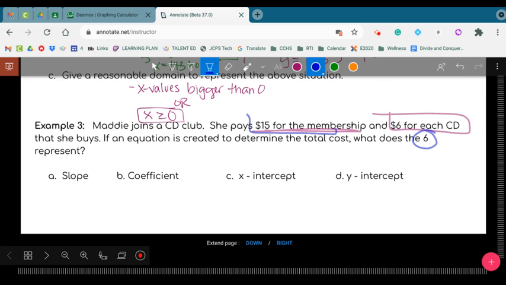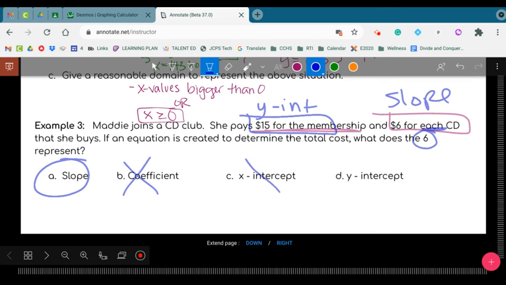So 15 is a one-time membership fee. So this is our y-intercept. And then $6 is for each CD. So no matter what, it'll keep going up depending on how many CDs. So this is our slope. So what does 6 represent? It'll represent our slope. We will not use coefficient and we will not use y-intercept. So it's either going to be slope or y-intercept, and you guys have to differentiate between the two.